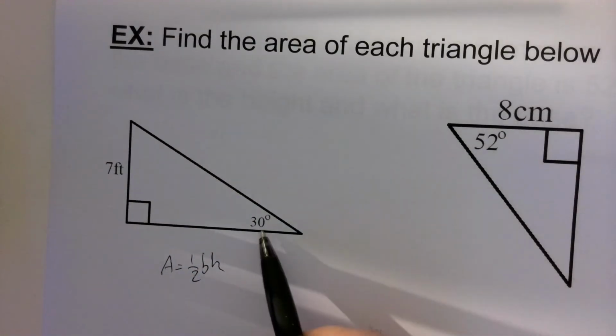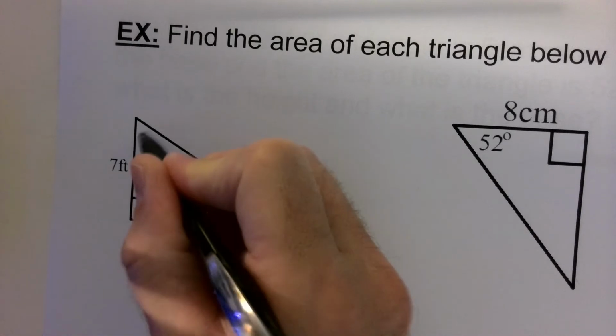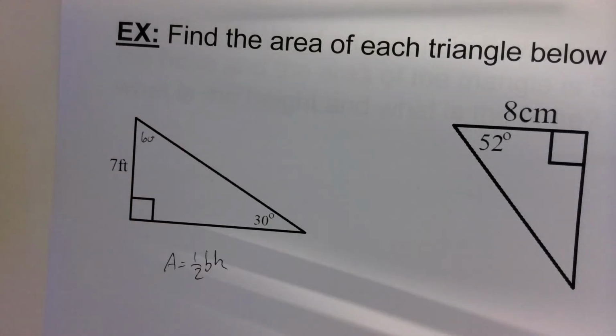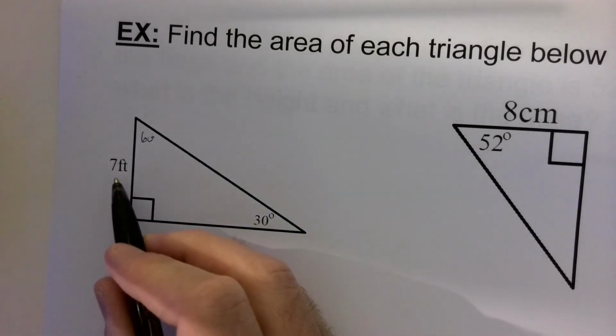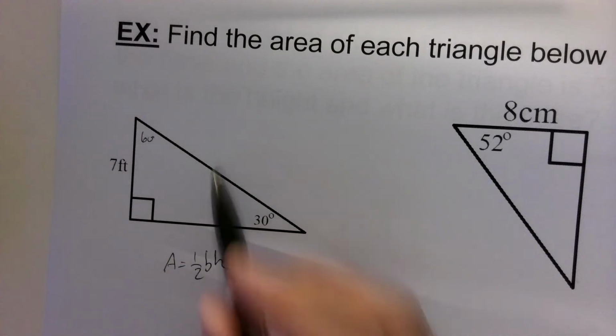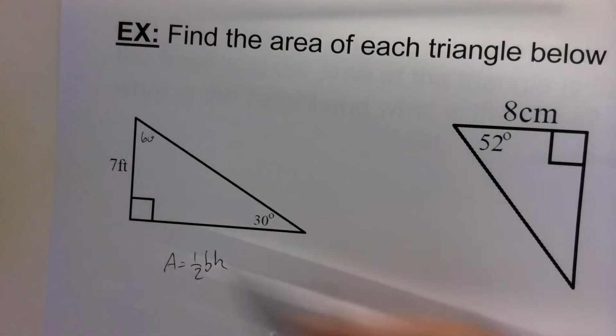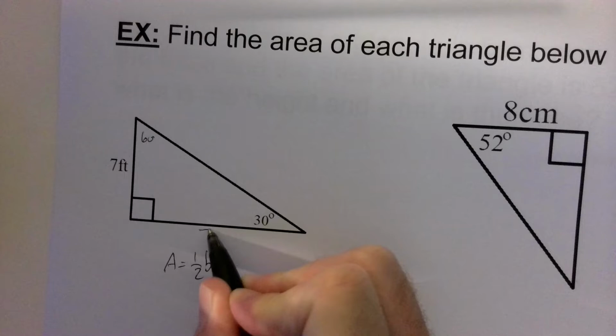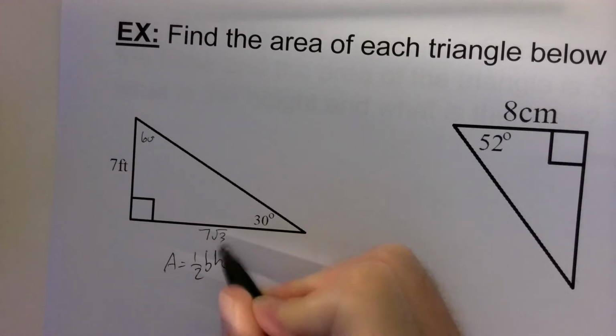Alright, so we can't forget all of that stuff from chapter 8. This is a 30-degree angle, that's 90, so this has to be 60. Okay, this is a 30, 60, 90. This is our short leg, there's our hypotenuse, this is the long leg, and then the long leg is always short leg times square root of 3.